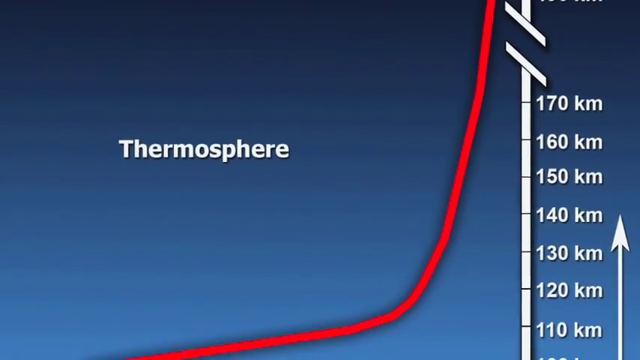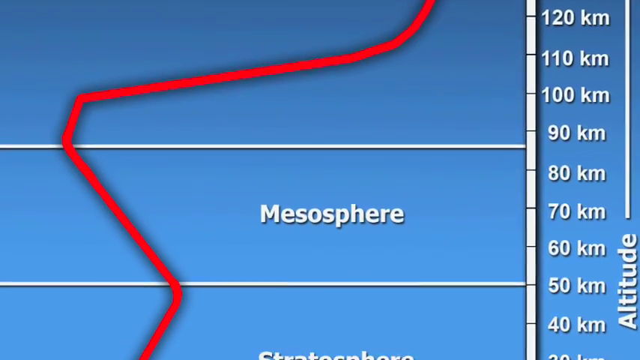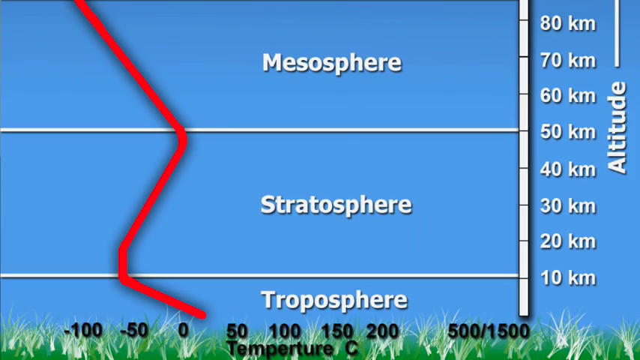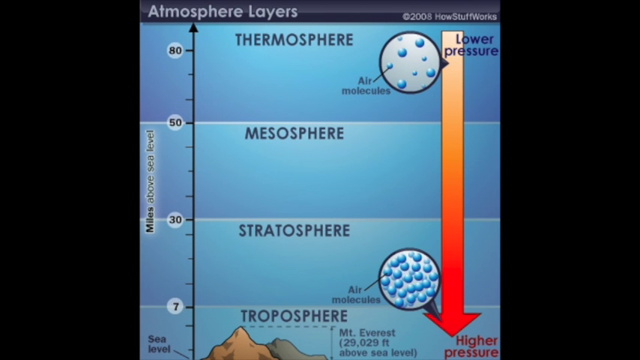So, the layer that we live in is called the troposphere, and it contains 75 to 80% of the mass of the entire atmosphere. So that means that the air pressure is highest here. So we have the most air particles in the troposphere. Those air particles are kind of piled on top of each other to make higher pressure here. And so the air particles are closer together, which kind of helps us breathe.